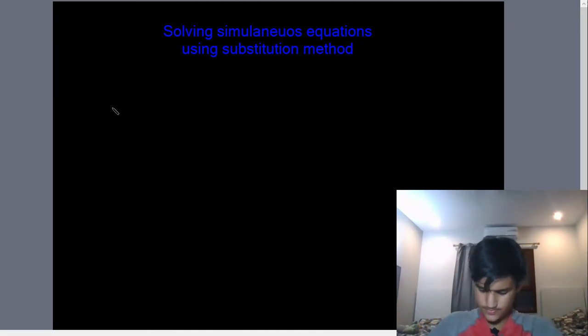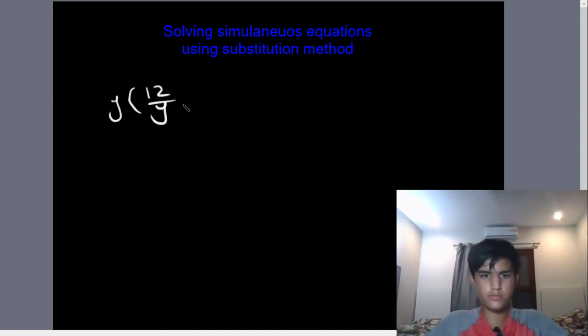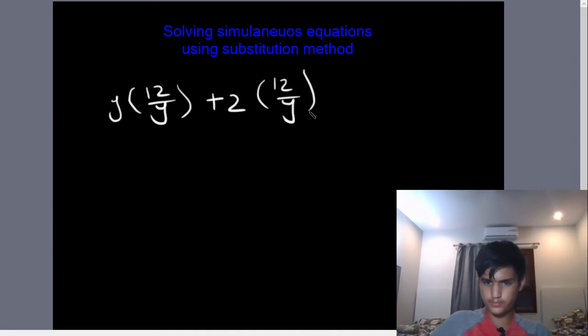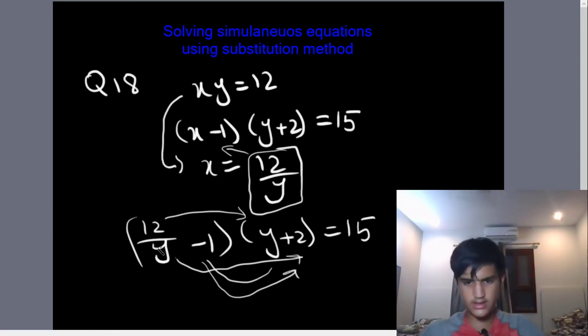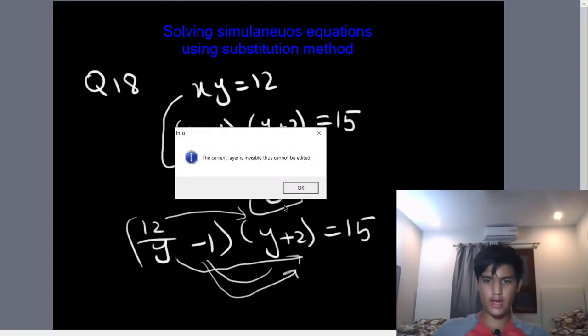So it will be y into 12 upon y, plus 2 into 12 upon y, minus y minus 2 is equal to 15. So as you can see, I did the same thing as I told you. I multiplied 12 upon y with y and I multiplied it with 2 as well, and then I multiplied minus 1 with y and plus 2 as well.